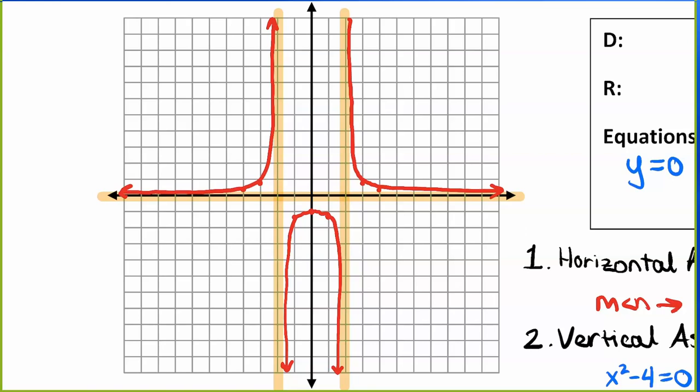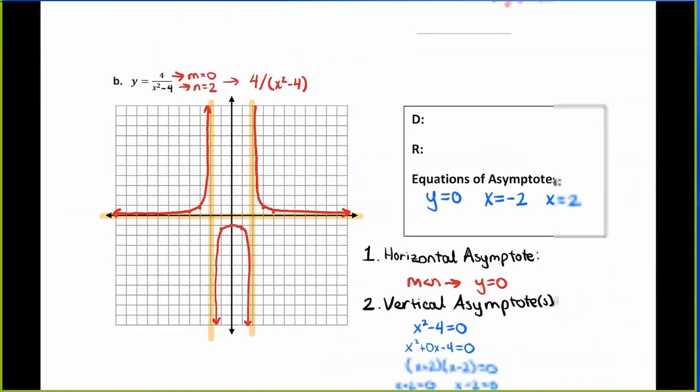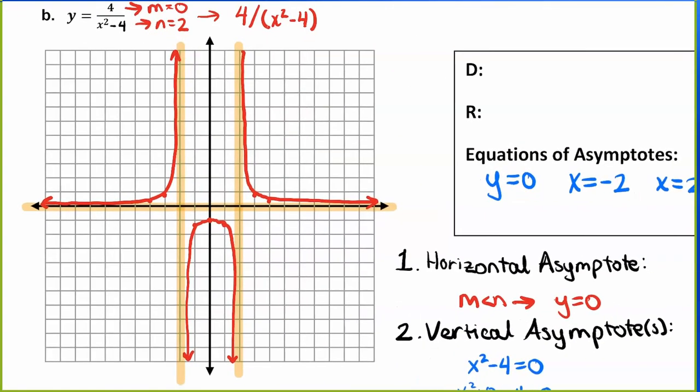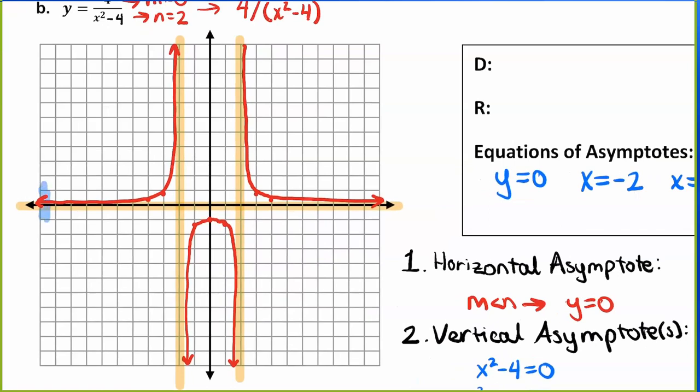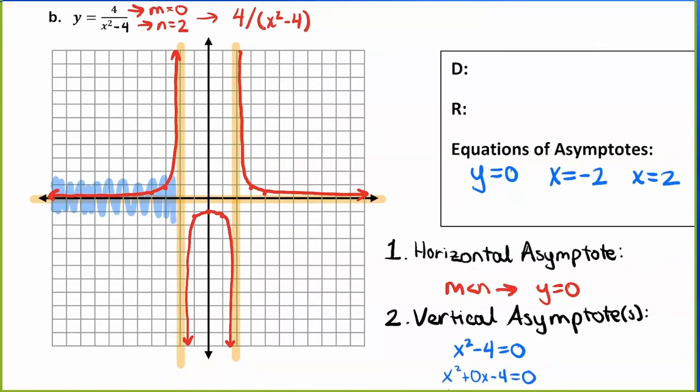So for our domain here, to start, we start at negative infinity all the way up to this first asymptote at -2. So we go from negative infinity up to -2. Again, it's not included. Then this middle part, we go from -2 up to +2.